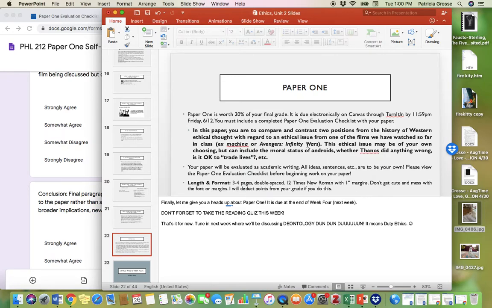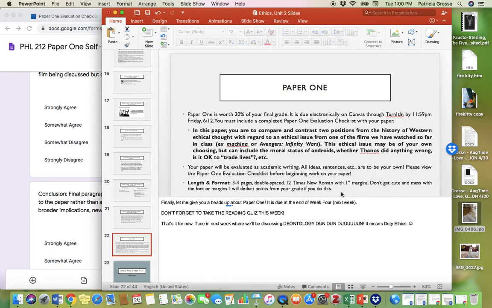In this paper, you are to compare and contrast 2 positions from the history of Western ethical thought with regard to an ethical issue from one of the films we've watched so far in class. So we watched Ex Machina in week 2, I think it was week 2, or Avengers Infinity War, and that's going to be in week 4. This ethical issue may be of your own choosing, but can include the moral status of androids, whether Thanos did anything wrong, is it okay to trade lives, etc.